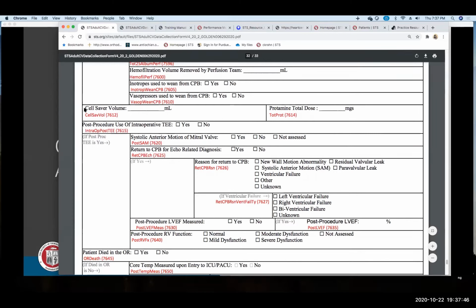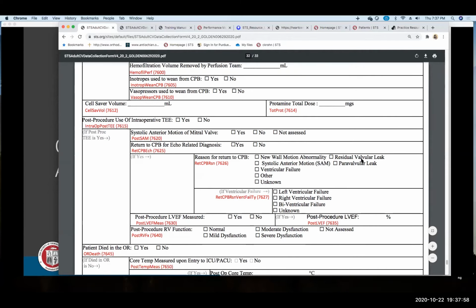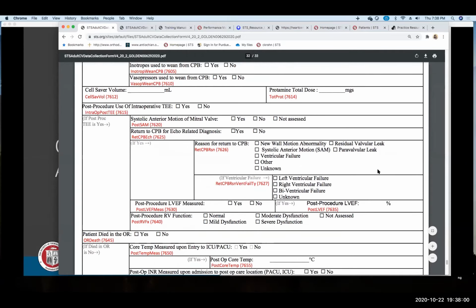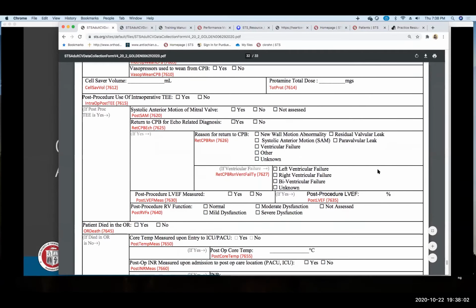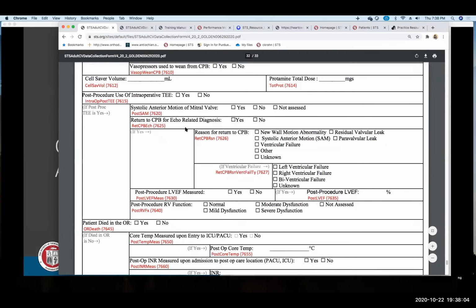Now this is a pretty detailed section, a lot of great data, and it's really interesting to collect that within your site. The cell saver volume, and then protamine dose, and then this is the post-procedure use of the intra-op TEE. This is in addition to what is collected in the operative section, so we didn't want to duplicate efforts of the data manager. We wanted to get a little bit more granular within the anesthesia section, and we're looking at SAM, mitral valve, and then return to CPB for echo-related diagnosis.